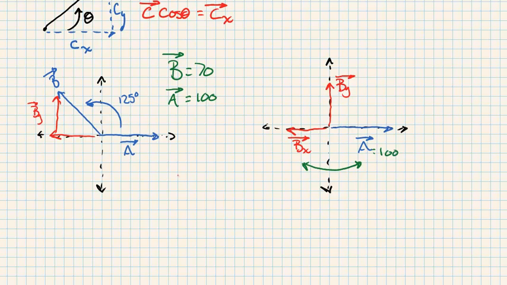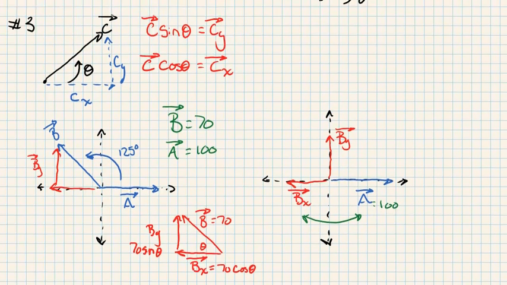Let's draw ourselves a little triangle where we got B, which is 70, Bx, which is 70 cosine of theta, here's theta, and we have By up here, which in this case is 70 sine of theta, and we just pulled those out of right here.